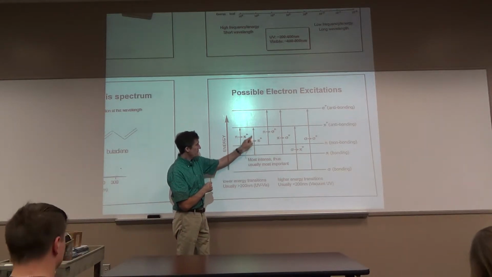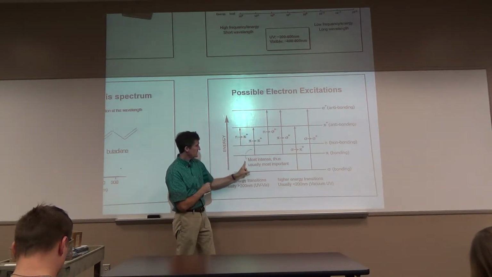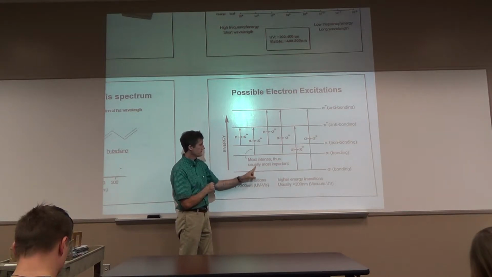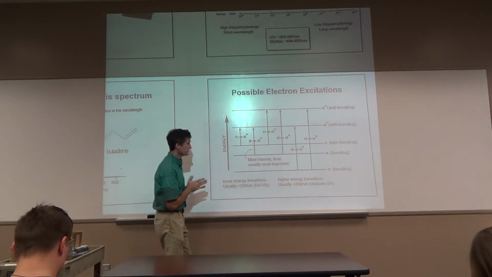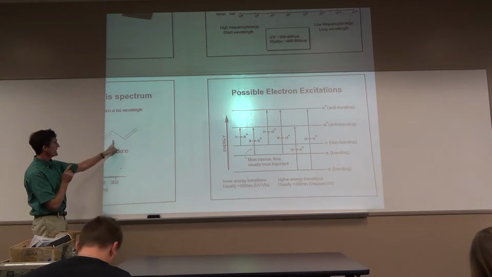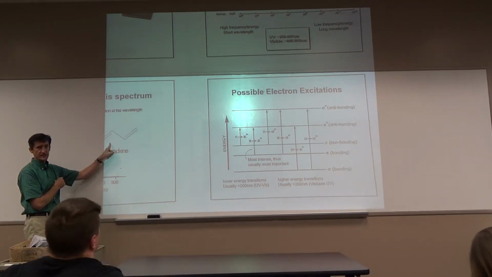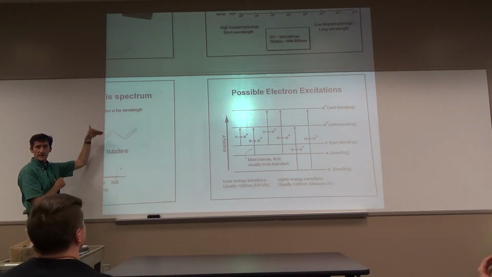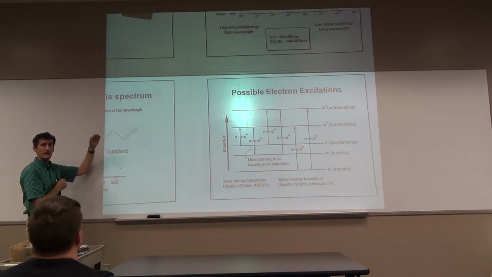The pi to pi star is the one that's most often talked about because it tends to be the most intense, and that's usually the most important. And if we look back at the UV-Vis of butadiene, the lambda max is most likely due to the pi to pi star transition.